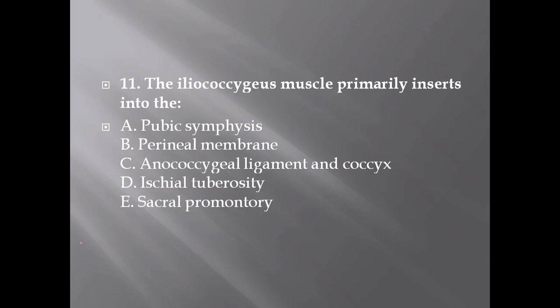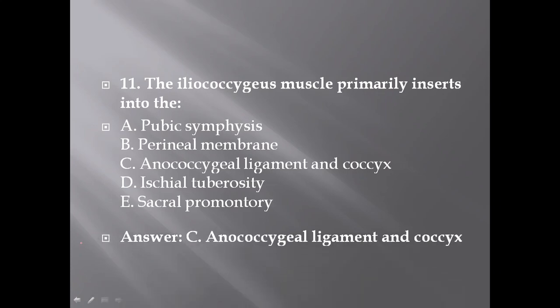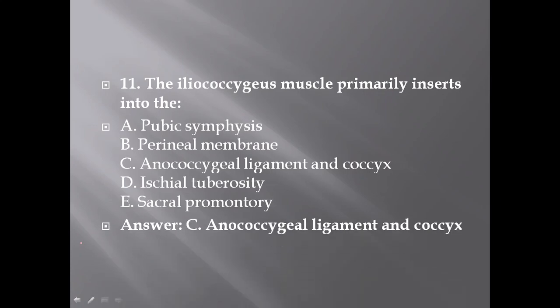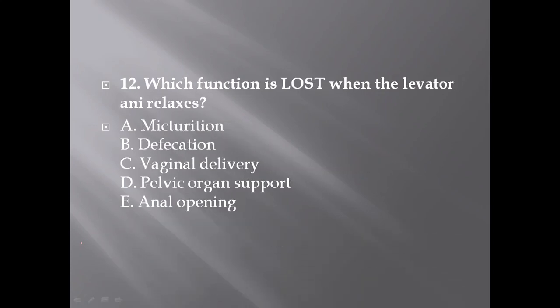Obturator internus. 11. The iliococcygeal muscle primarily inserts into the A. Pubic symphysis. B. Perineal membrane. C. Anococcygeal ligaments and coccyx. D. Ischial tuberosity. E. Sacral promontory. Answer is C. Anococcygeal ligament and coccyx.